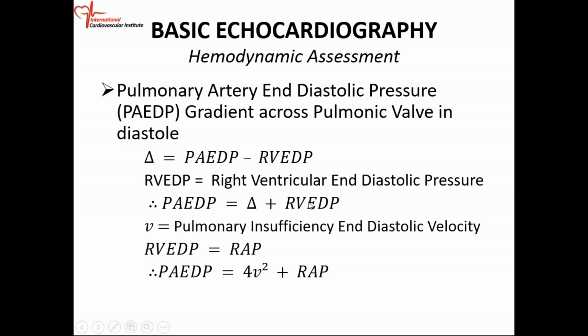In later lectures, I'll tell you how you can get the right ventricular end diastolic pressure, which is the same thing as the right atrial pressure. We have a separate lecture to go over that. So your pulmonary artery end diastolic pressure is equal to the gradient, which is 4v squared, plus your right atrial pressure. This pulmonary artery end diastolic pressure is somewhat elusive, and we can't readily get it.